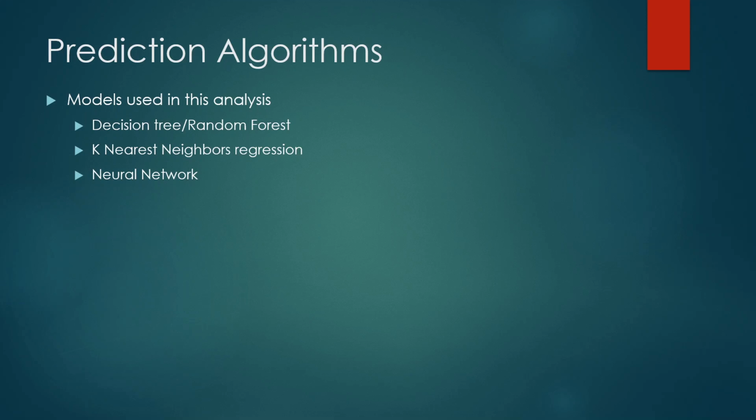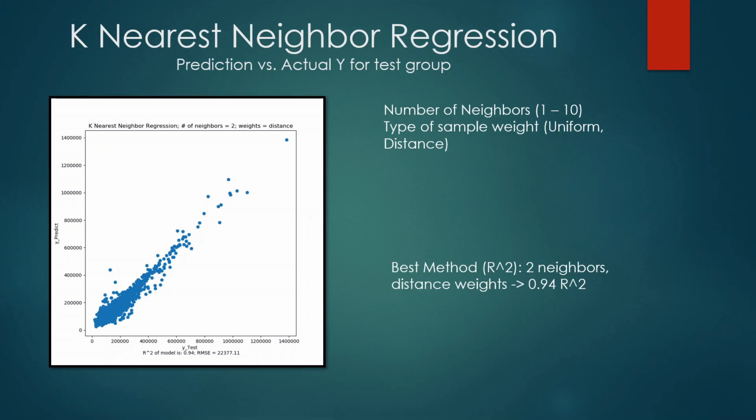For the predictive algorithms used for this model, three models were chosen: random forest, k-nearest neighbor regression, and a neural network was developed. For k-nearest neighbor regressions, there were two variables that were altered. One was the total number of nearest neighbors, and the other was the sample weight to judge each of those neighbors. So you could either have uniform, where the nearest n neighbors were all given the same weight in trying to create a prediction, or you could use distance, where each neighbor was judged based on how close it was to the sample being predicted and weighted accordingly.